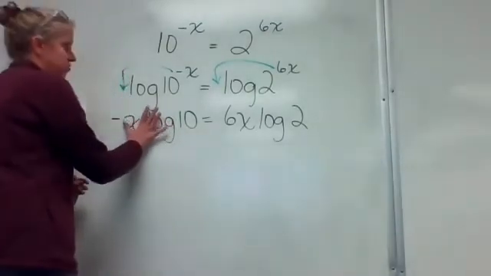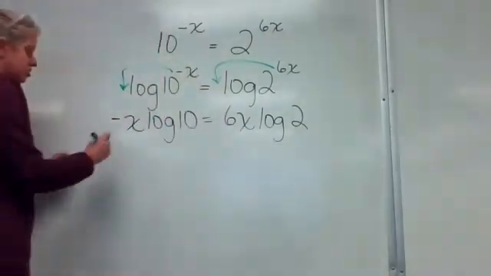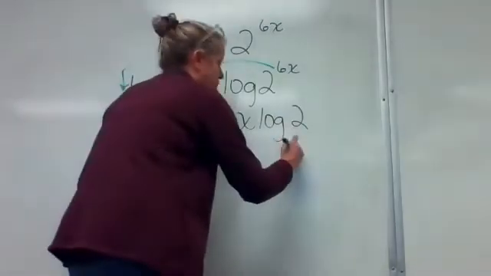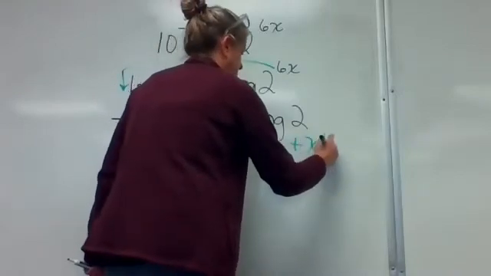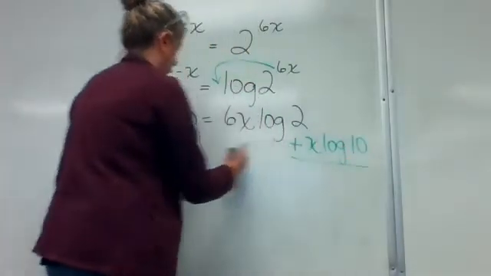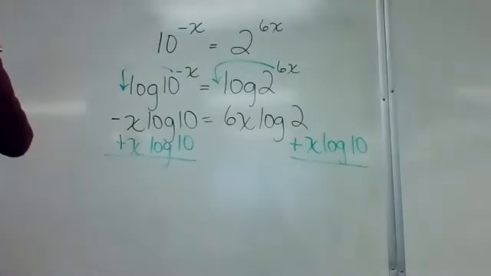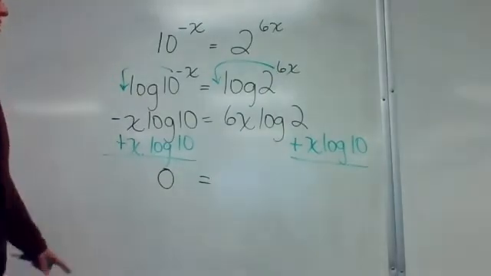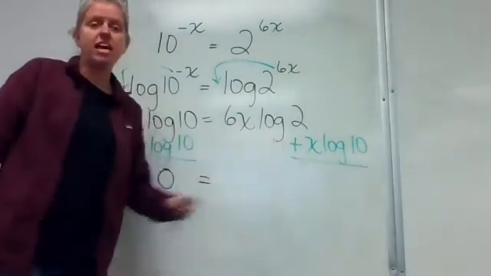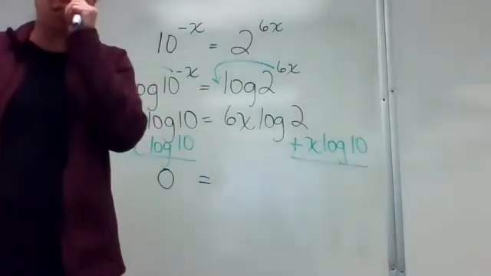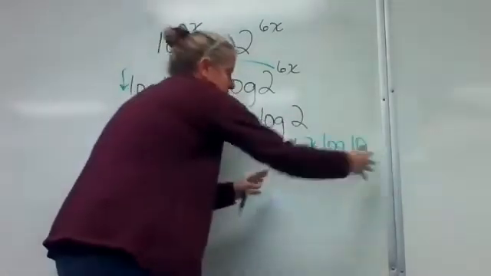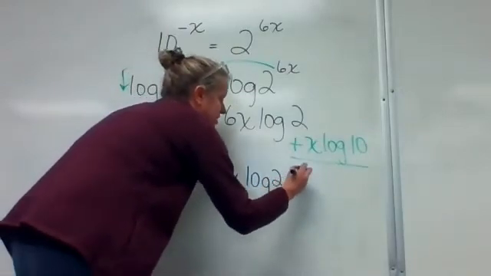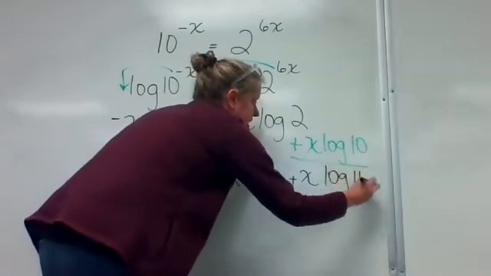So let's see if I need to move this term over here. So I'm going to add x log 10 to both sides, and you'll see why in just a minute. So let's see, on this side I have a 0 equals, these are not like terms. They both have x's in them, but they're not like terms. They're different logs. So I'm just going to write these out all the way. So you have 6x log 2 plus x log 10.